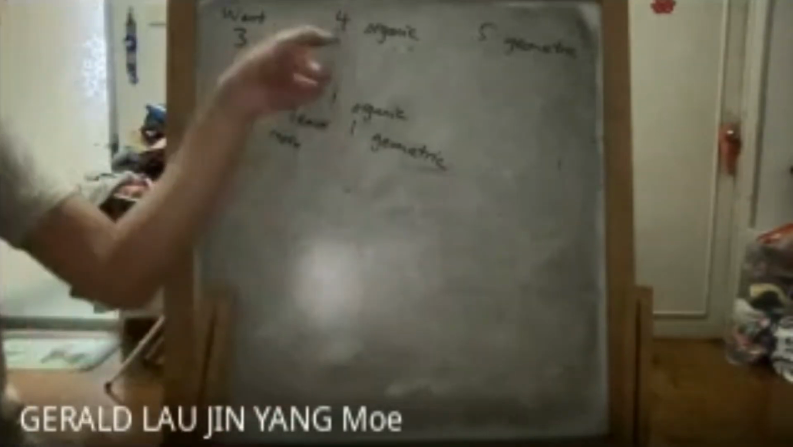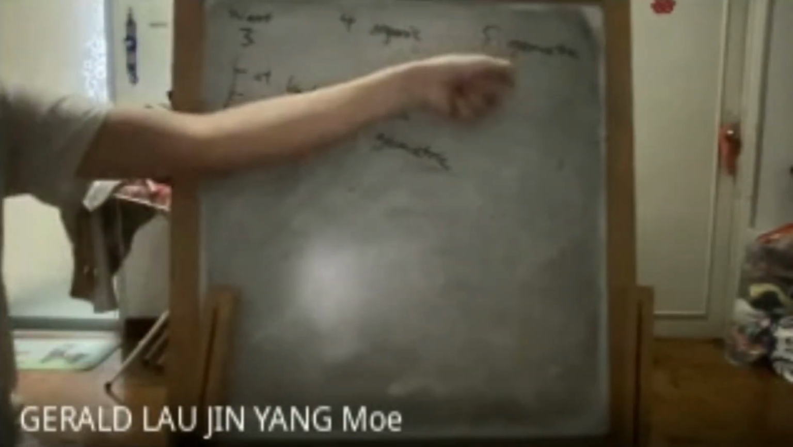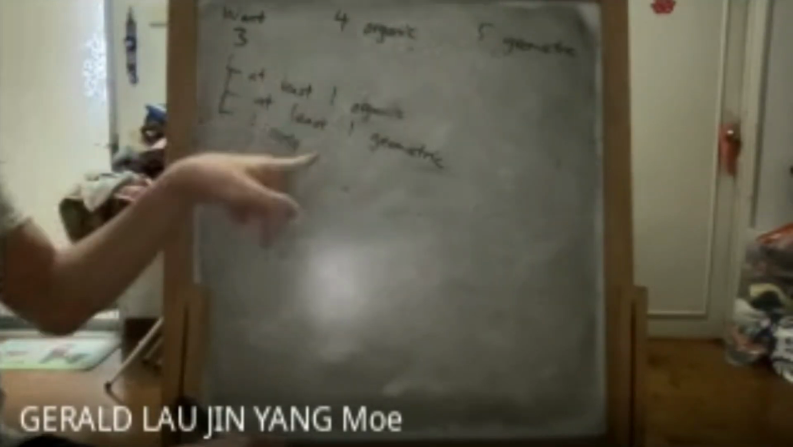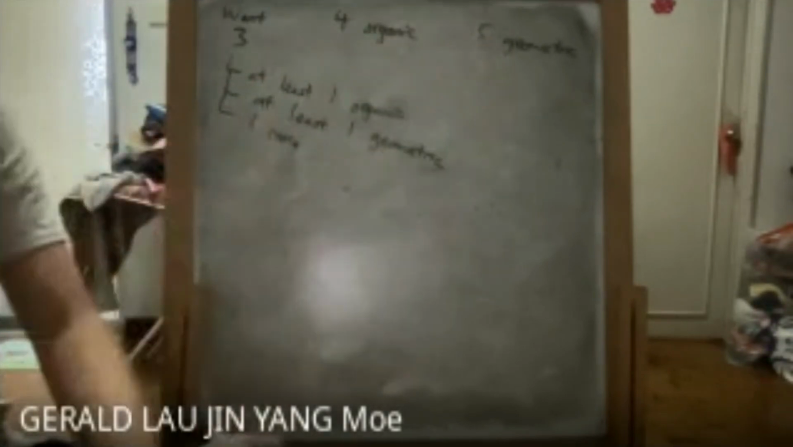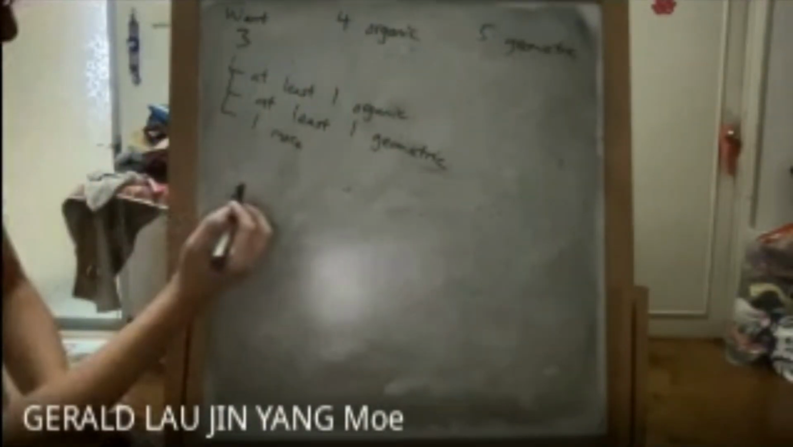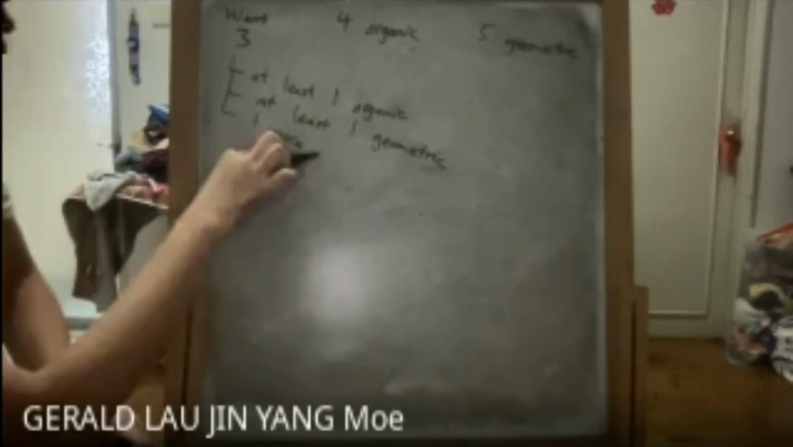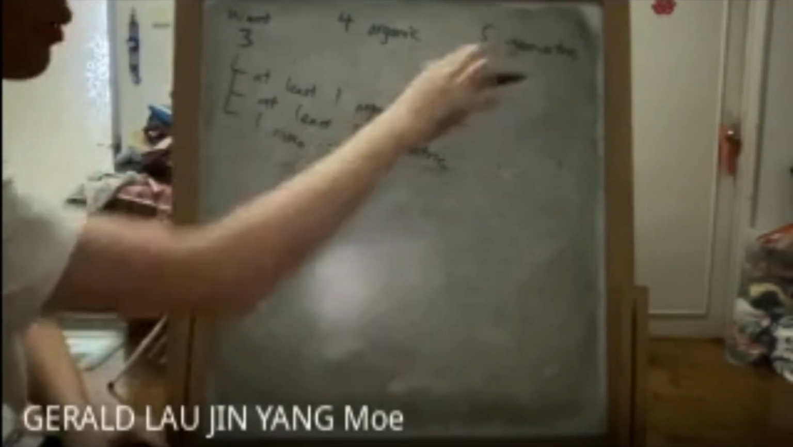Okay, you have 4 organic, you have 5 geometric. I want to choose 3. My condition is 1 must be organic, 1 must be geometric, 1 more can be anything. There are 2 possibilities because this 1 more causes it to have 2 possibilities. Maybe this 1 more I want organic, maybe this 1 more I want geometric.